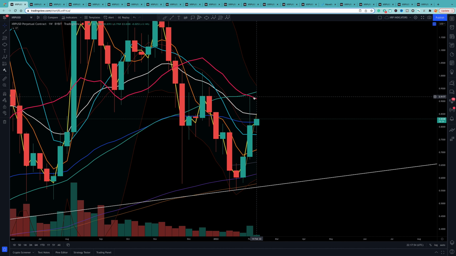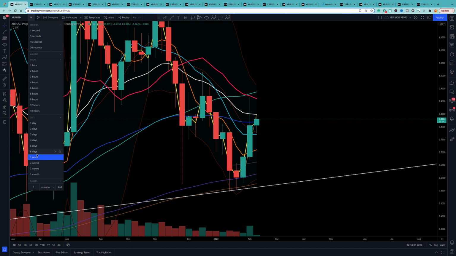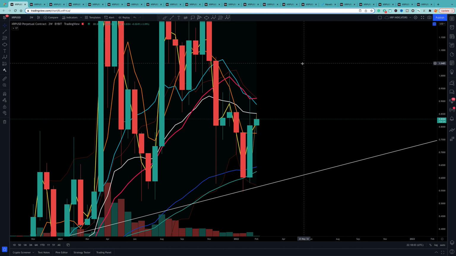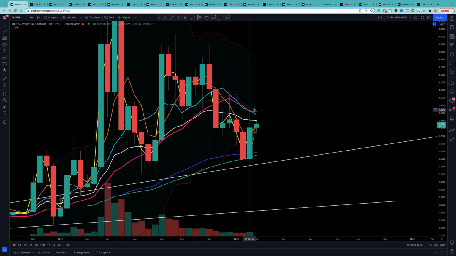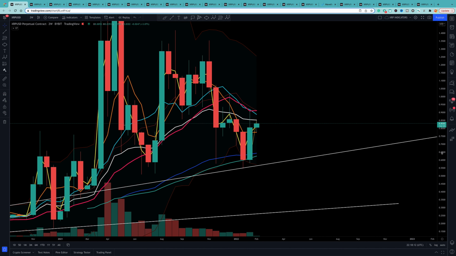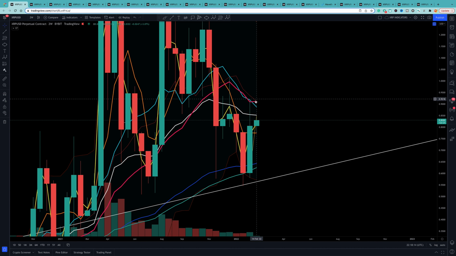But this could be a bit of a challenge. This 20 and 50 here could be a bit of a challenge to get past. So it would need a proper pump to break that. So on the 2-week, again, here's the median line on the 2-week, and the 50 and the 20 here, this would be a challenge to get past. So you'd want to have all your ducks in a row, so to speak.